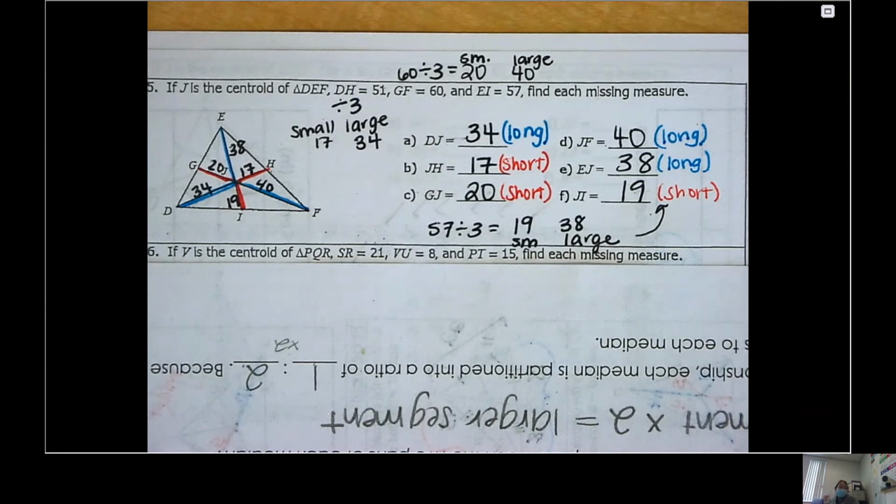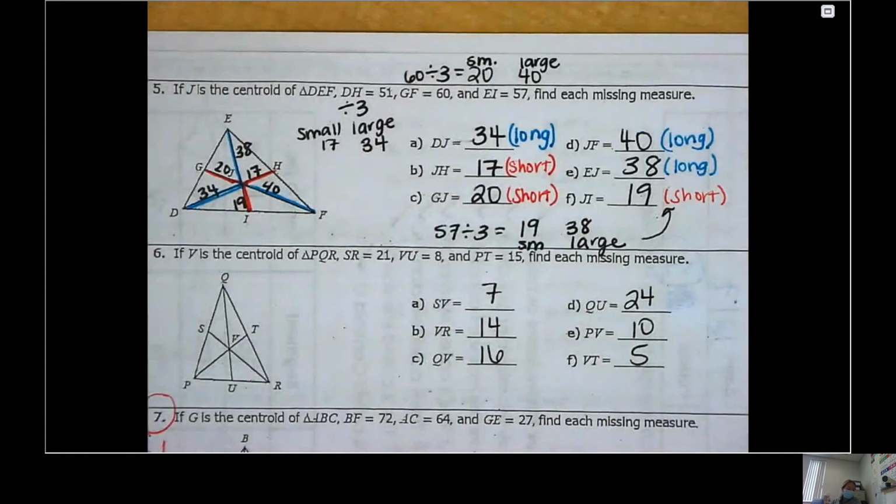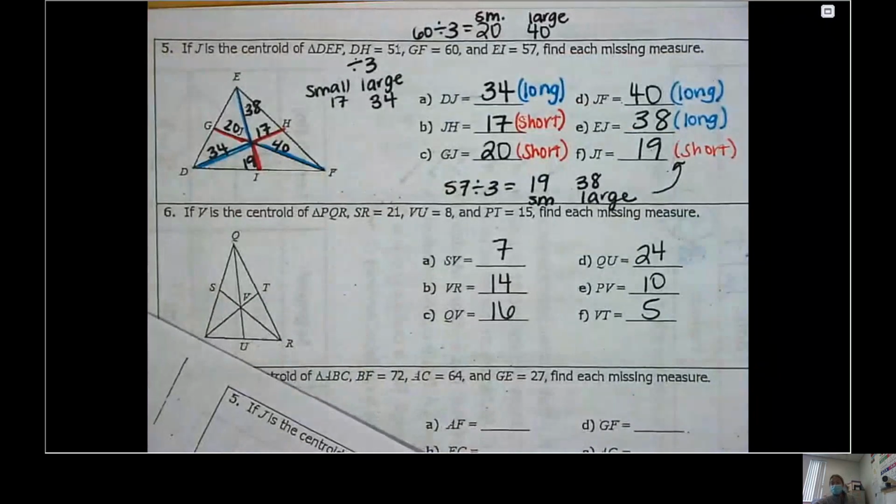All right, I'm going to check numbers 6 through 9 tomorrow in class. So take a moment, get those done tonight. We'll check them tomorrow. 6 through 9. Try them all. And then we'll check them tomorrow. We'll see how you did.